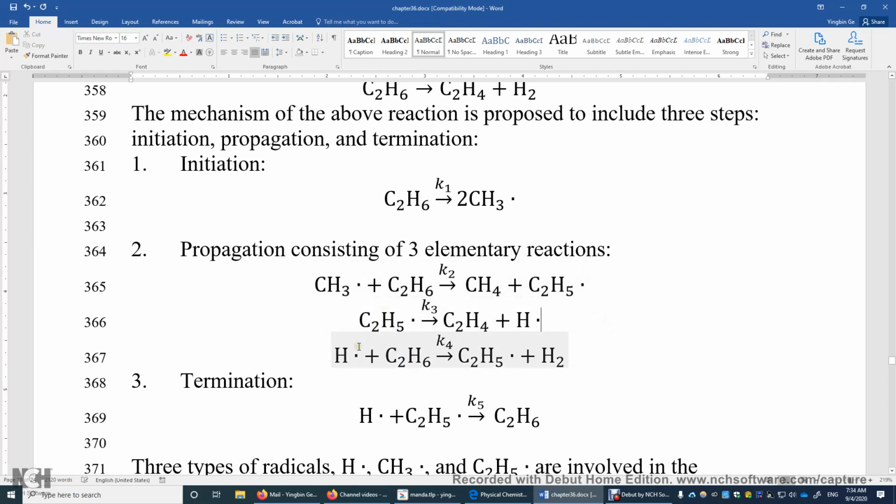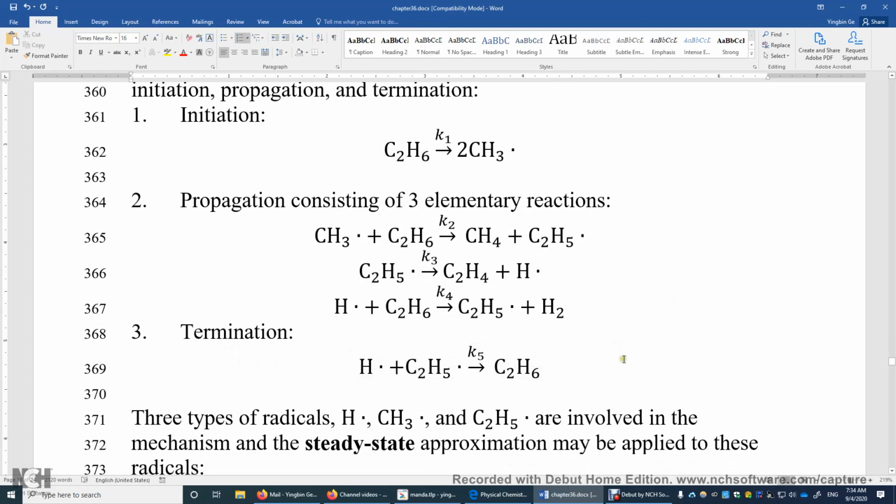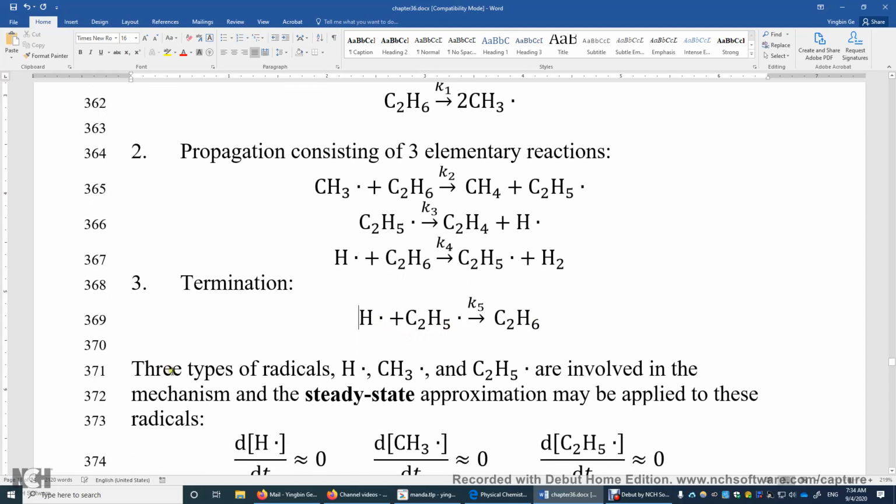On the left-hand side, you have one radical. On the right-hand side, you also have one radical. It's just you convert one radical to a different radical. Finally, termination, you'll see in this termination step, the number of radicals is reduced. So that's the three reactions.